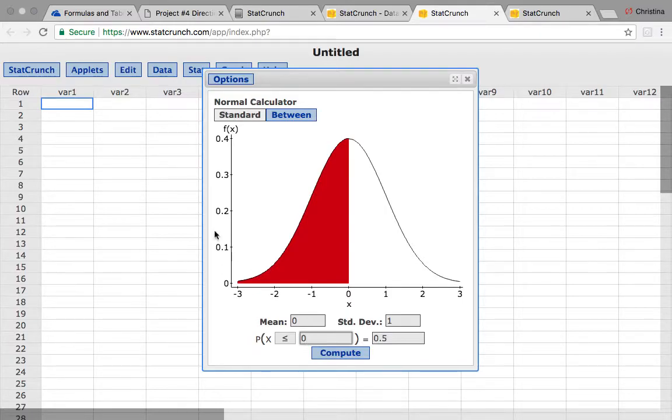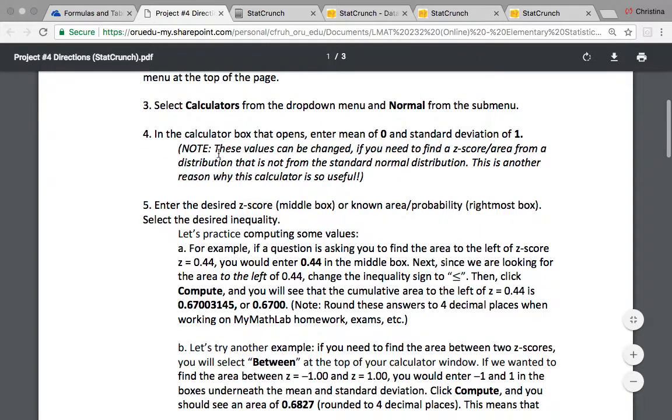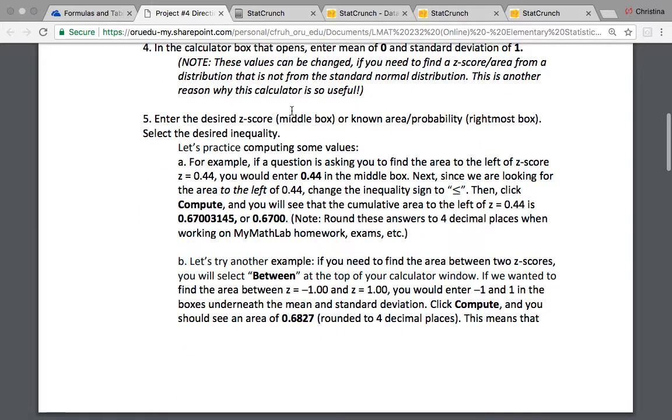So if we look at this first example here, it says to enter the desired z-score or the known area or the probability. So remember, we're going to be able to find one of them if we know the other one. And so we'll practice doing it both ways so that you can see what that looks like. And then we also have to set the desired inequality.